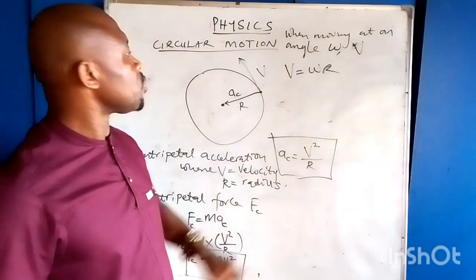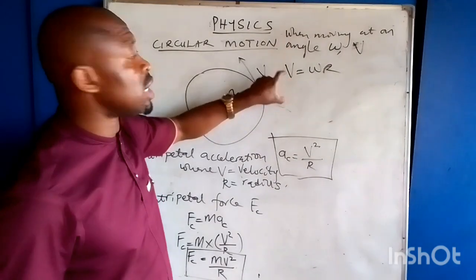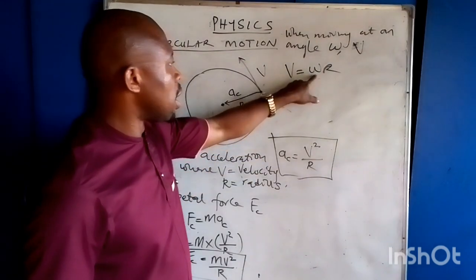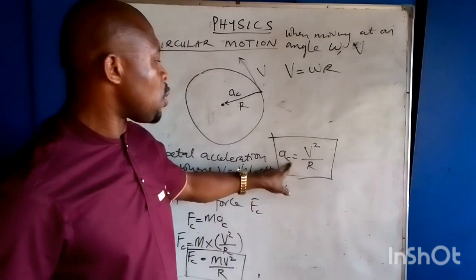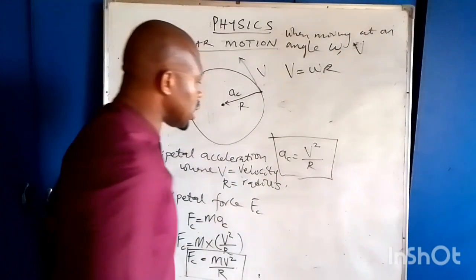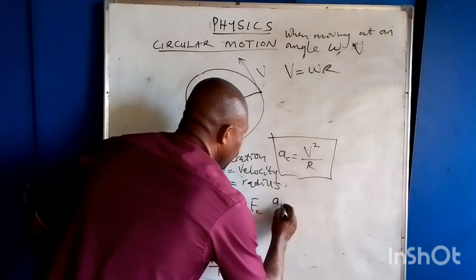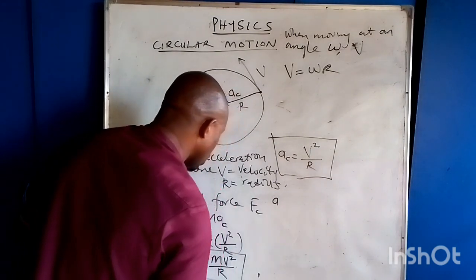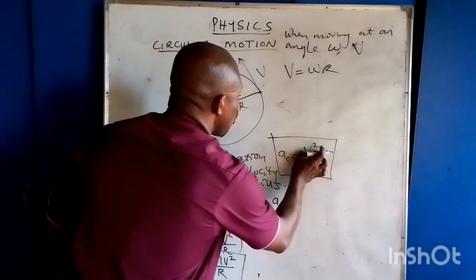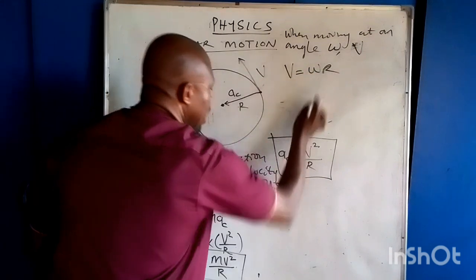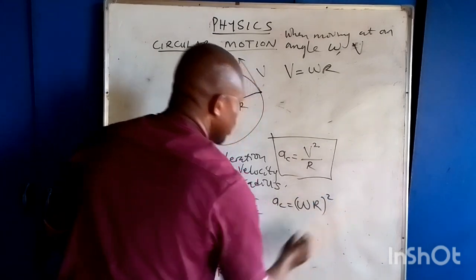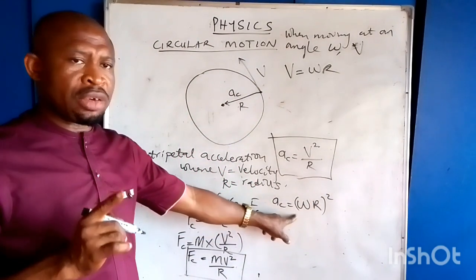So if we have this as our angular speed, we can substitute here. Now, substituting into this, our acceleration AC, in place of v squared, I can now have omega r squared. Omega r squared. So this is the centripetal acceleration.